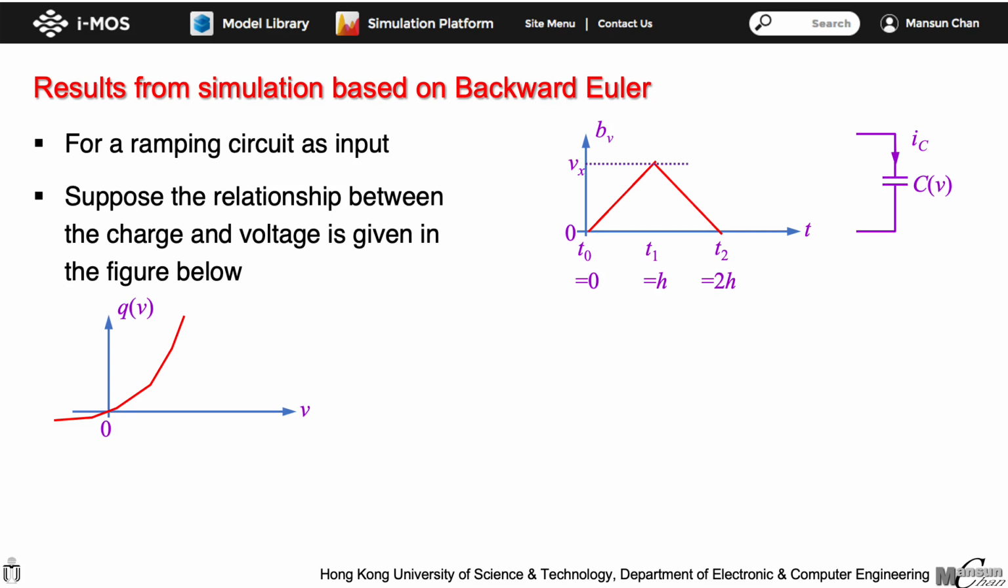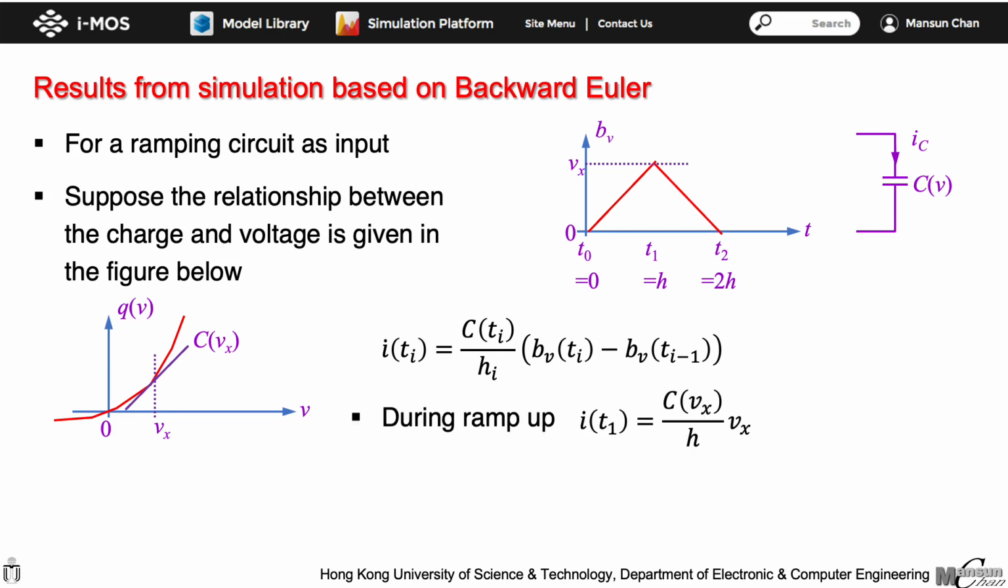Let's calculate the current at time t1 using the Backward-Euler equations given here. So, in the ramp-up process, the current at t1 is given by the capacitance at t1, which is indicated by the slope of the graph when the voltage is equal to Vx. So, the expression of current at time t1 is given here. The charge accumulation during ramp-up is then equal to C at Vx times h.